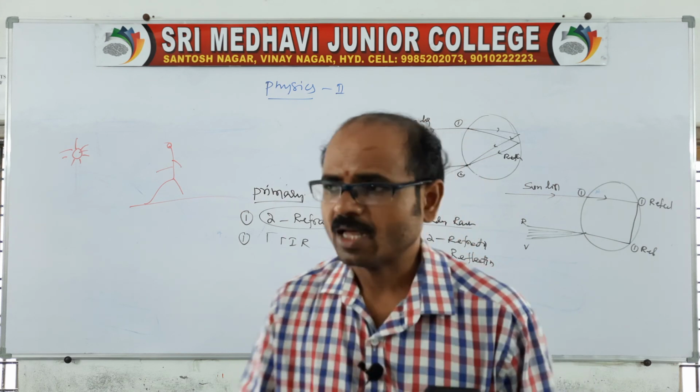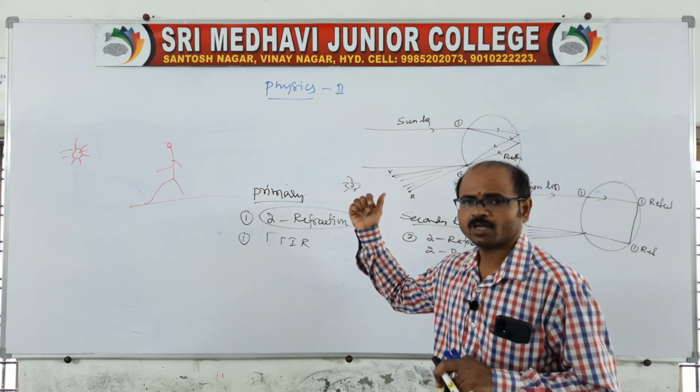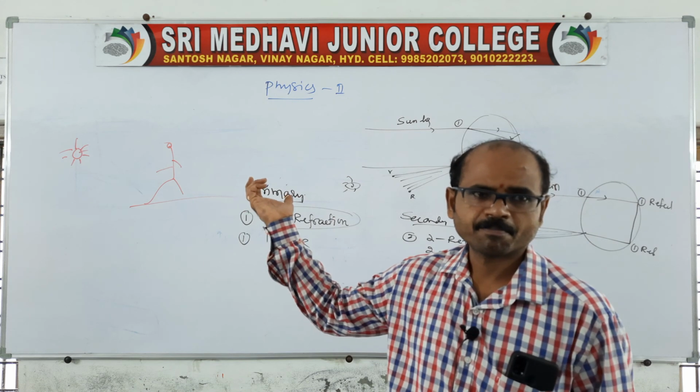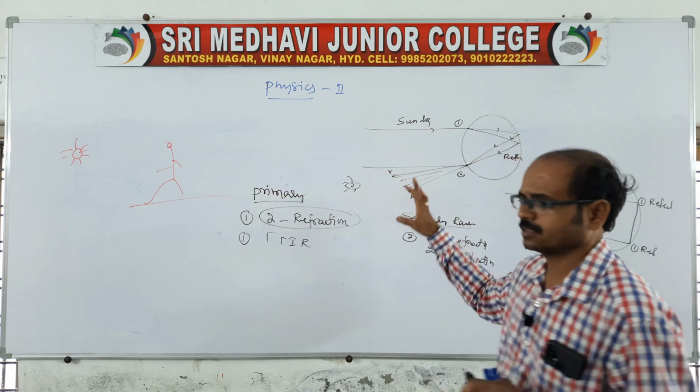This is one question: why the sun appears red in the morning and in the evening. And one more question is the rainbow, how the rainbow forms. Clear? These are the 2 questions. You go through the 2 questions.